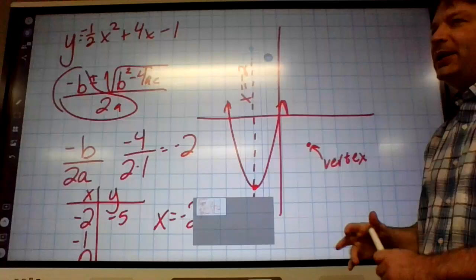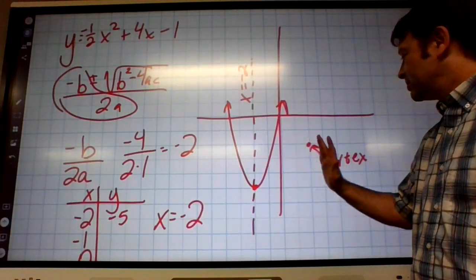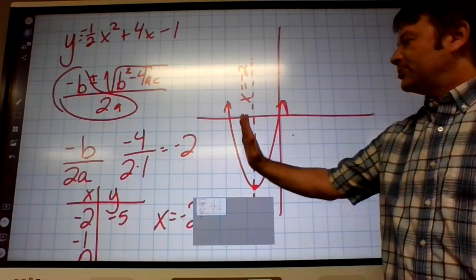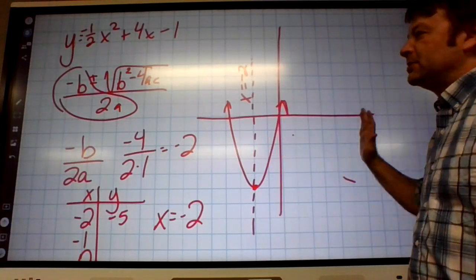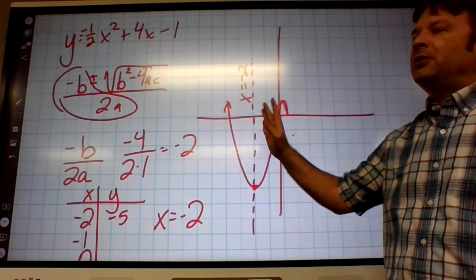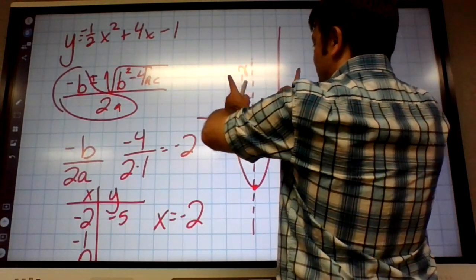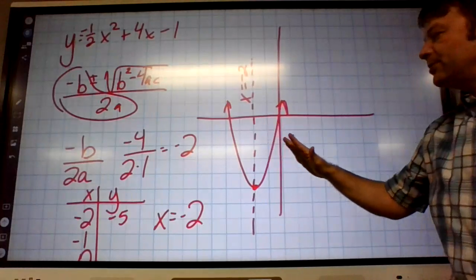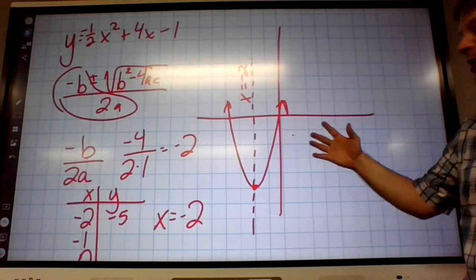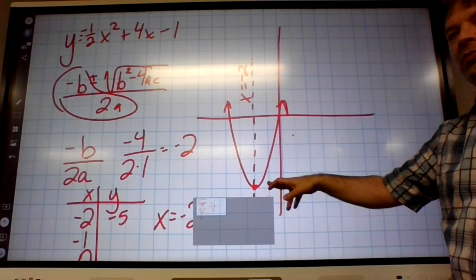What is the domain for this function? You guys remember what domain means? It's the x values. So what x values are going to be covered? All of them. Because it does get steeper, but at the same time it always goes out. So it would be all real numbers for all parabolas. Anytime it's a parabola, the domain is all real numbers.